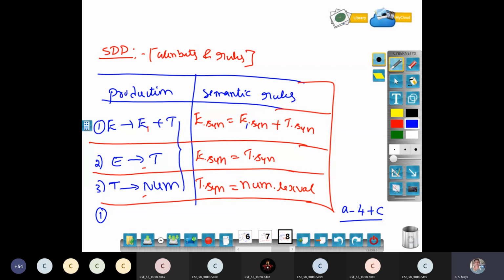See, the first question: write an STD for desk calculator. A calculator has how many operations? Plus, minus, star and division. You should include all the operators while taking the productions. Okay. Clear? In the question, he is not mentioning what type of parsing. If a question is general, always choose bottom-up parsing productions only.